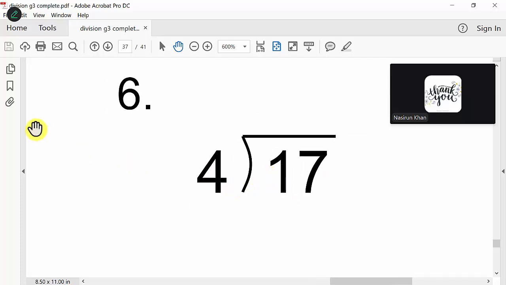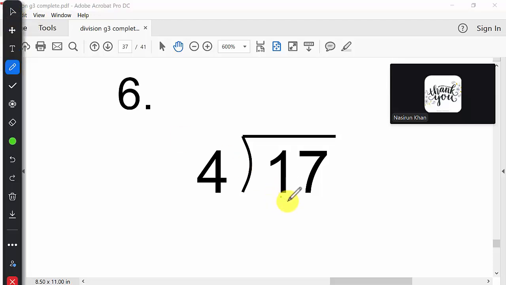Okay, now 17 divided by 4. What is 17 divided by 4? Do the first number: 1 divided by 4 cannot be done because we have two digits, so now we use both digits, 17 divided by 4. 4 times 1 is 4, times 2 is 8, times 3 is 12, and times 4 is 16. So we use 4. 4 times 4 is 16. Now we subtract: 17 minus 16 is 1. So this one is the remainder. Okay, so remainder 1.